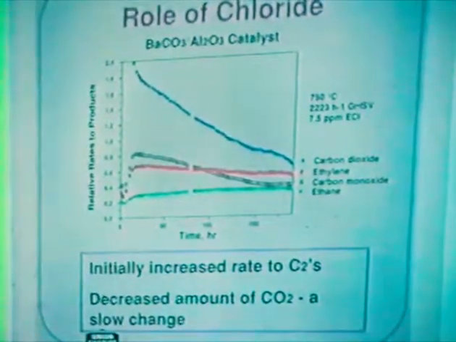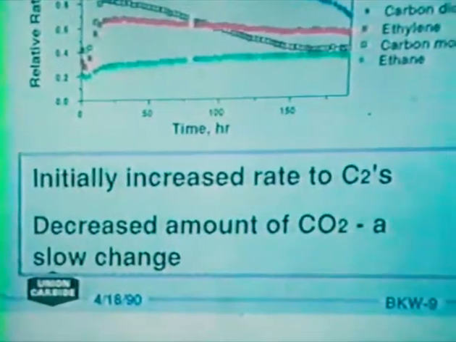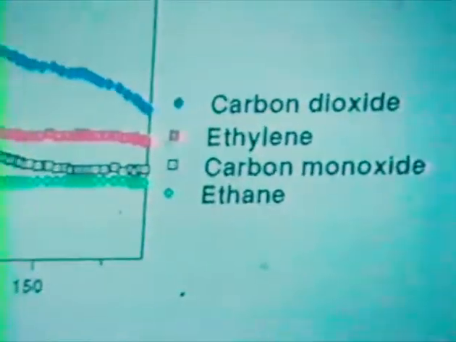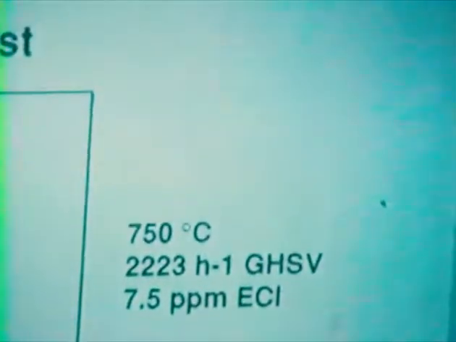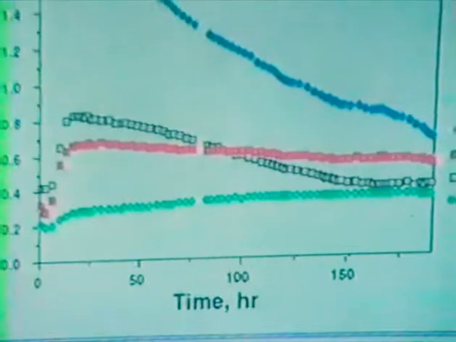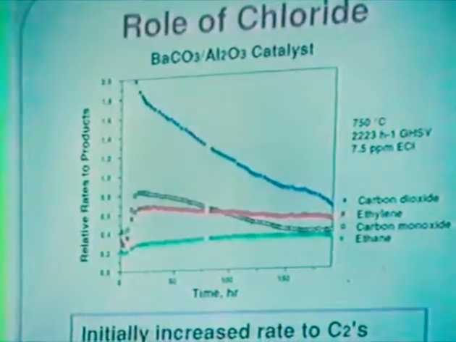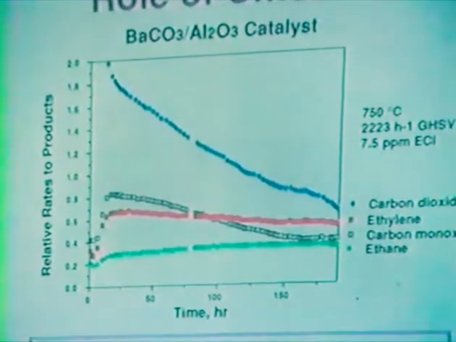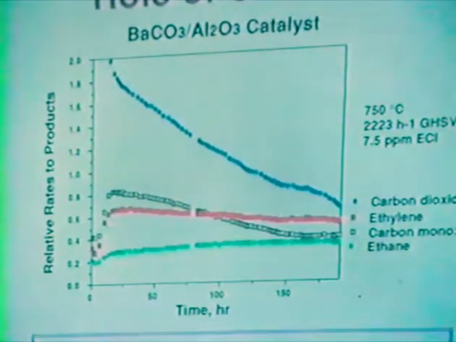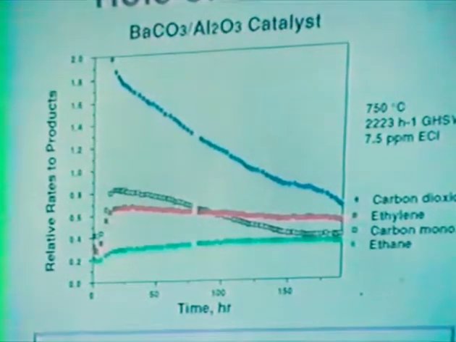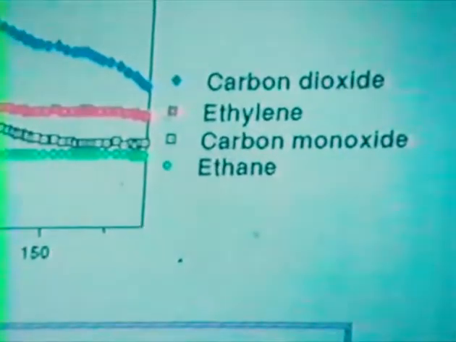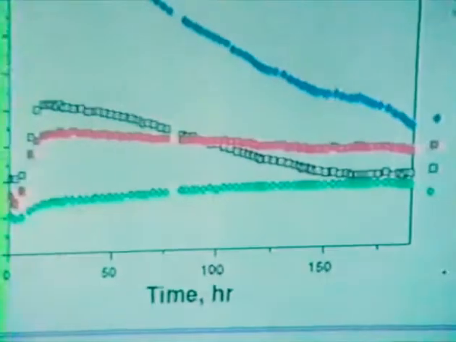Here's an example that shows you from the startup of a reaction the rate of formation of carbon dioxide in blue, ethylene in red, carbon monoxide in black, and ethane in green. So when we start with this catalyst, what you see is that for hundreds of hours, the rate to CO2 drops. Slow change, slow catalyst change. You see initially a rise in the rate to CO, ethylene, and ethane. And in fact, upon changing the level of chloride higher, you always see not only an increase, if you're below the optimum level, in the rate to C2s, but a drastic increase in the ethylene to ethane ratio. So the increase in the rate to ethylene is greater than that to ethane.